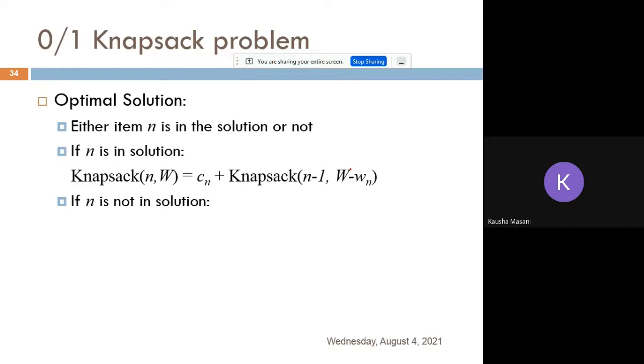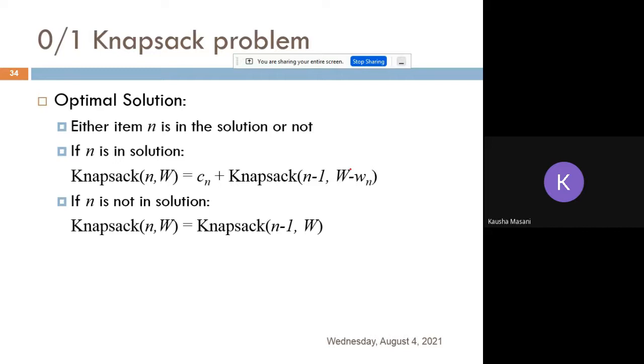Suppose n is in the solution, then the formula by which we are going to get the knapsack(n, W) is C of n plus knapsack(n minus 1, capital W minus Wn), that means the weight of the knapsack minus the weight of the last item that we are computing, Wn. And if n is not in the solution, then the formula is knapsack(n minus 1, W). You'll understand what these formulas are.